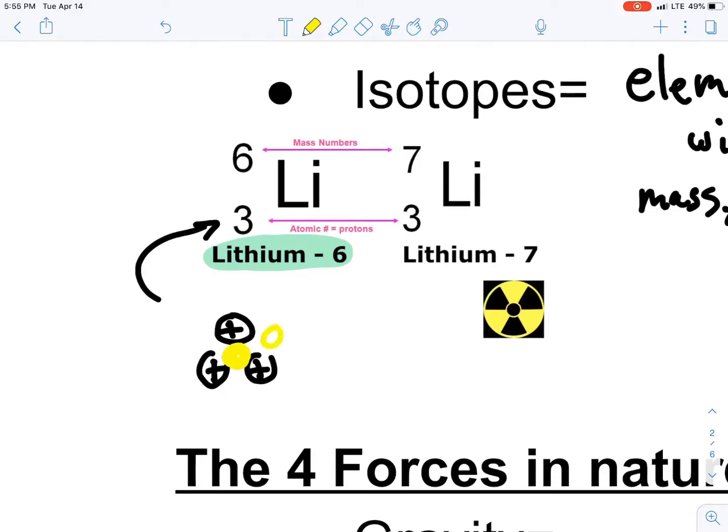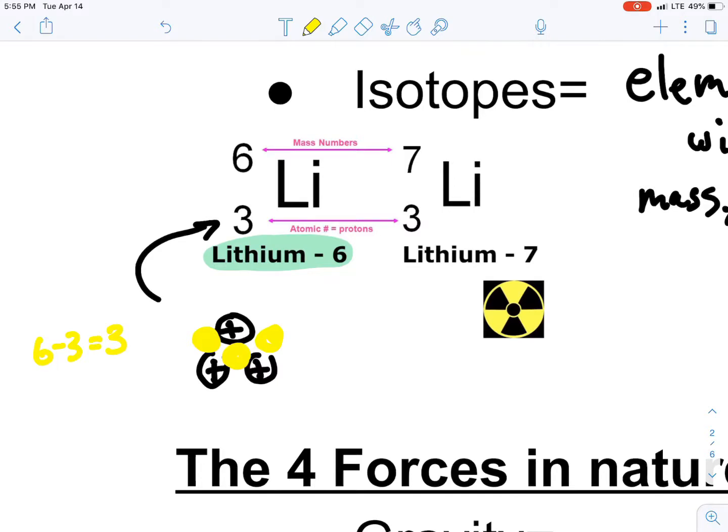So it has 1, 2, 3. Yeah, that looks pretty good. And it has 3 neutrons. Now, how did I get 3 neutrons? I took 6 minus 3 equals 3. All right, that's one isotope of lithium.